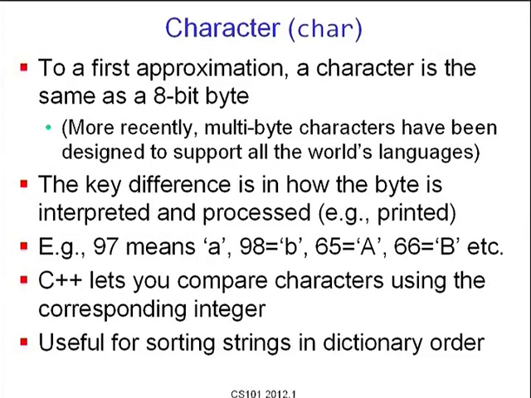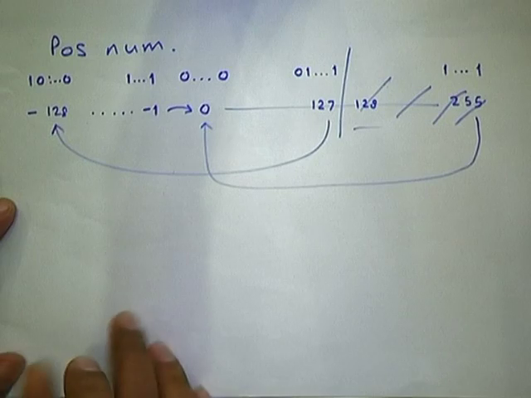Now before getting into longer word representations, let's look at what a character means. Okay? In standard C and C++, a character is really a single byte. So to a first approximation, a character is the same as a byte. Internally, it's exactly the same. It's 8 bits. The only difference is how the compiler and the system interprets what to do with it. Okay? So you can easily declare.